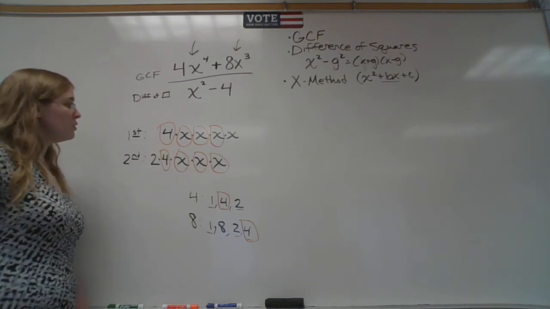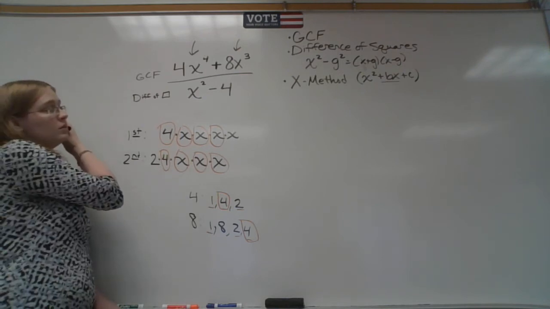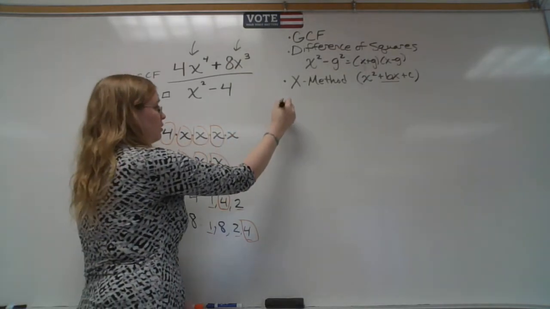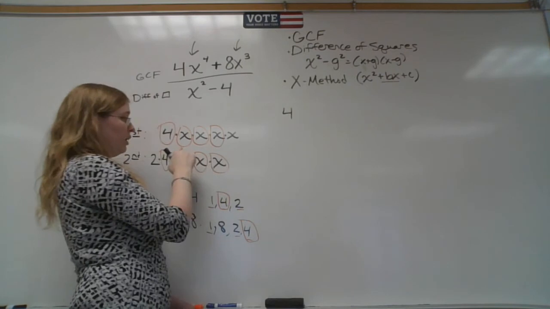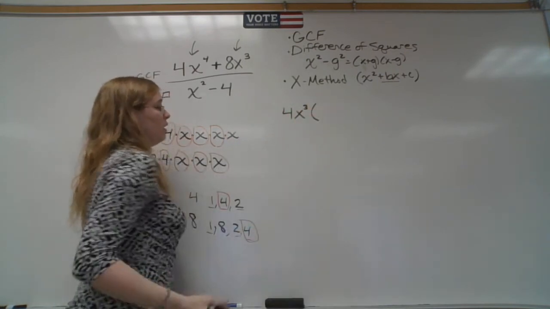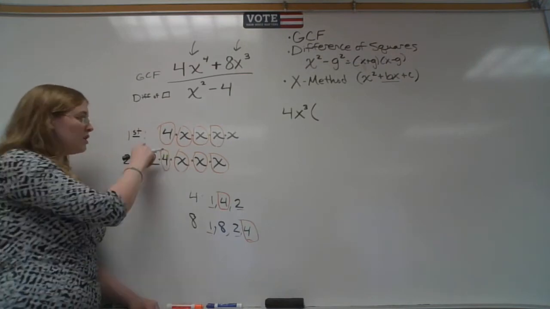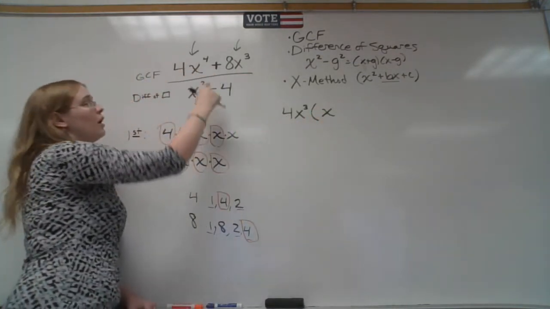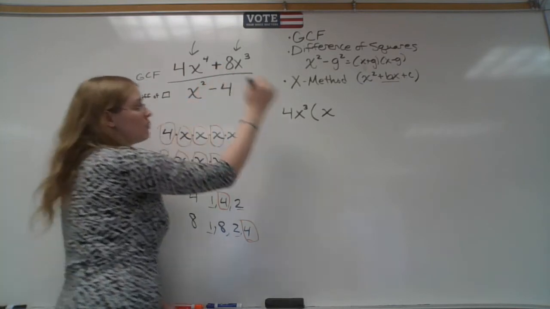Okay, so if we factor all this out, we've got 4 and 3 x's, so x cubed. And then in the parentheses, we have whatever's left. For the first term, we've got x. We're going to put a plus between them because we have a plus here.